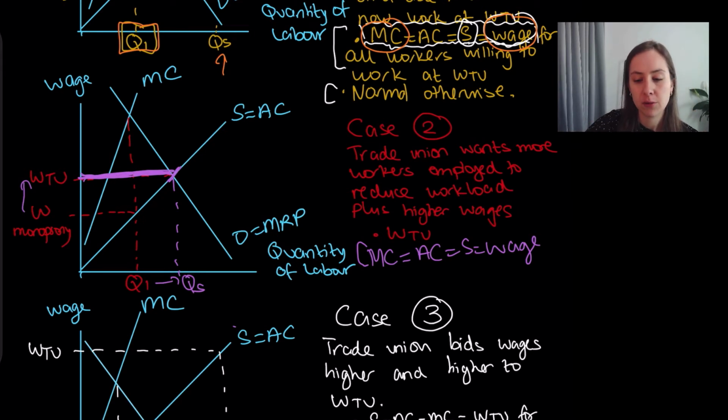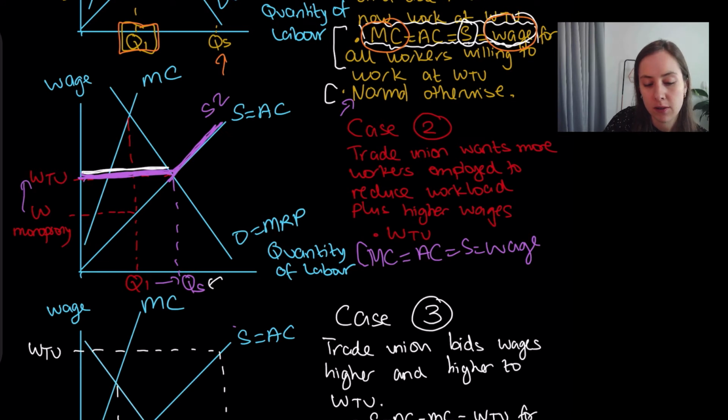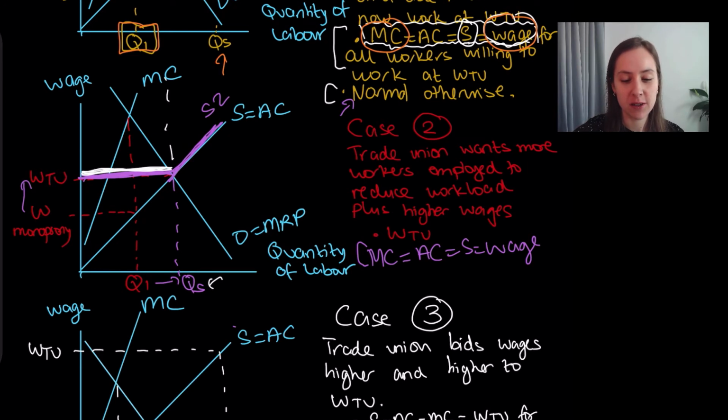And remember the second rule, everything is normal otherwise. So the people not willing to work at WTU will now be working as usual on their original supply curve, so that's S2. And then for the MC, follow the same rule. The MC is equal to the wage for all the people willing to work at that wage rate, that's QS people. So this is the same. And it goes off my graph again, it returns to normal afterwards. So you can imagine the MC kind of continues like that.